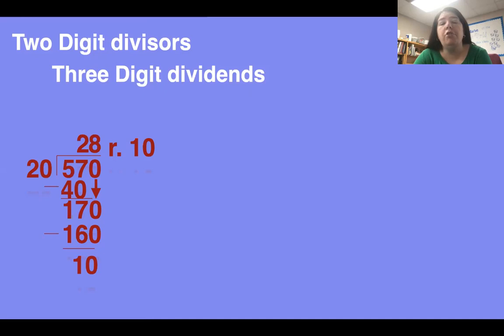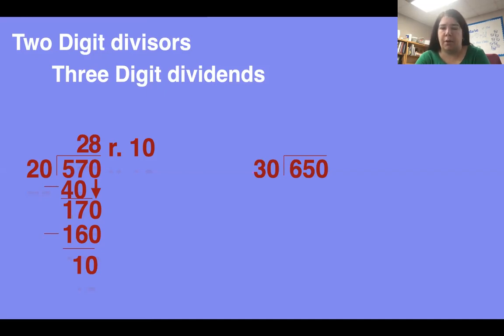Now, you could write this as a fraction. 10 over what number? 20. Very good. But this will suffice for here, for now, remainder 10. But you could write it 10 over 20. Okay, let's do another just to continue here.